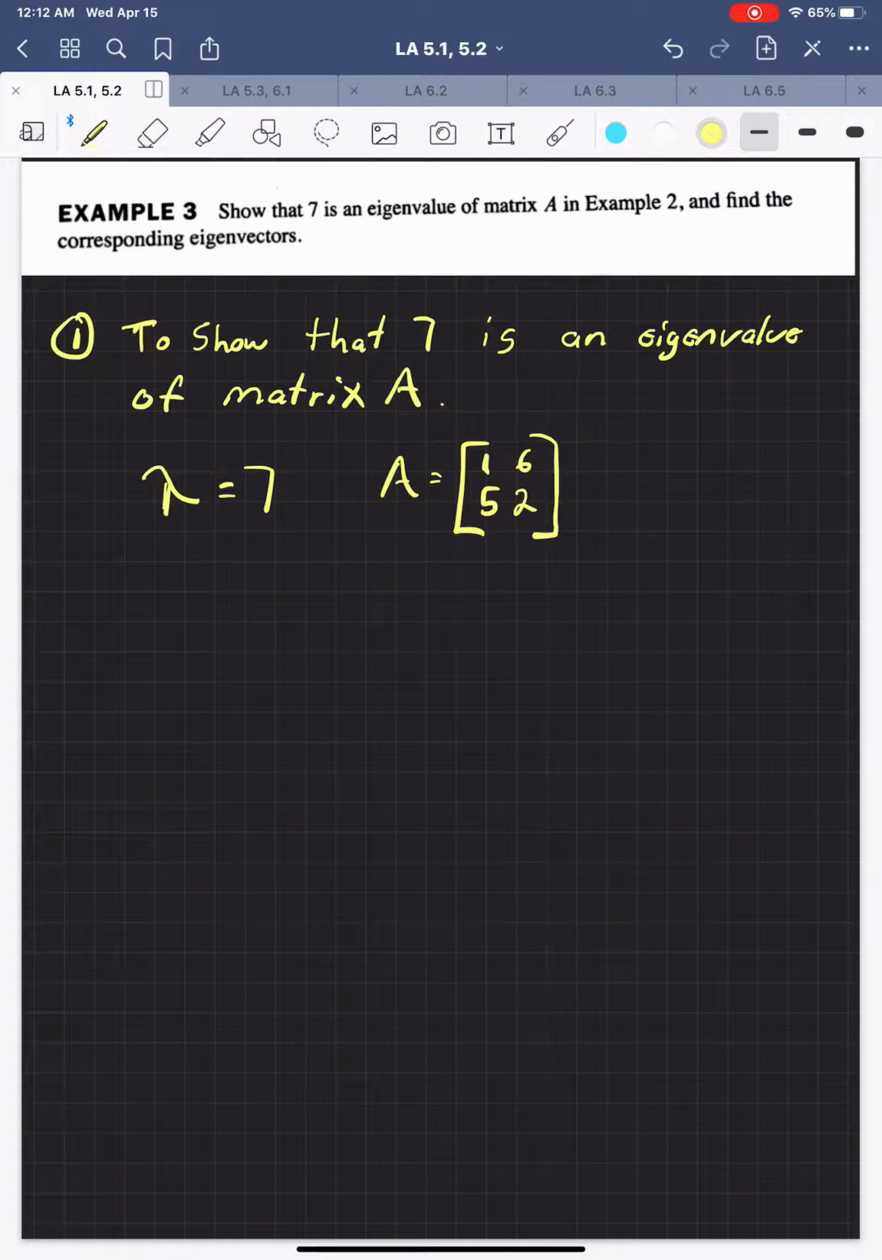Well, it's fairly simple. The way we're going to proceed with this problem is to use that equation Ax equals lambda x. Only now we have a proposed lambda and we have a matrix A. But how do we go about this? Well, you'll have to wait until the next video, actually.